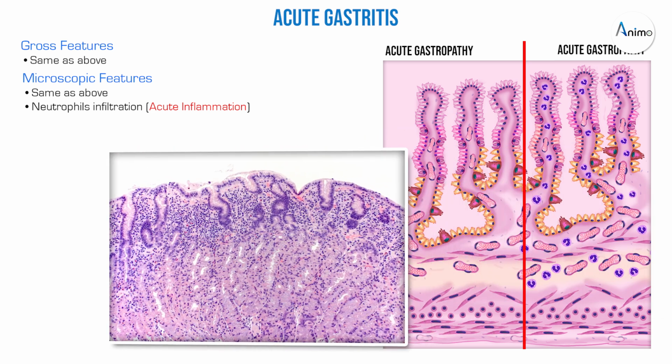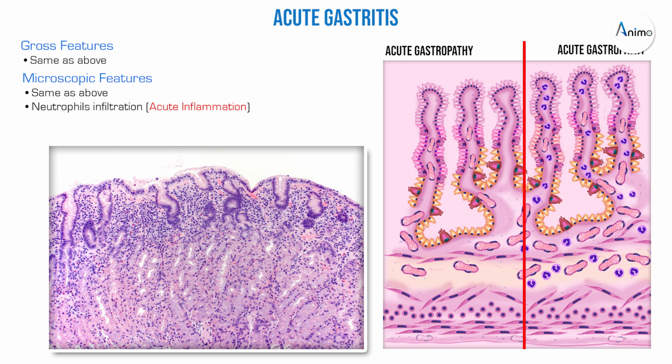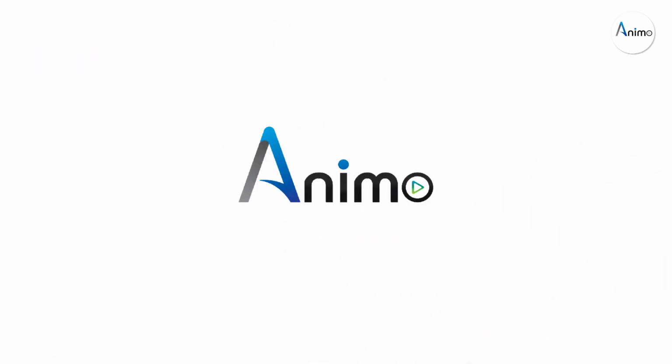So this is a histological image of acute gastritis, and you see all of the features are the same as those of acute gastropathy except for the presence of a bunch of acute inflammatory neutrophil cells found in this lamina propria and mucosa. So this was all about acute gastropathy and acute gastritis. See you in the next video.